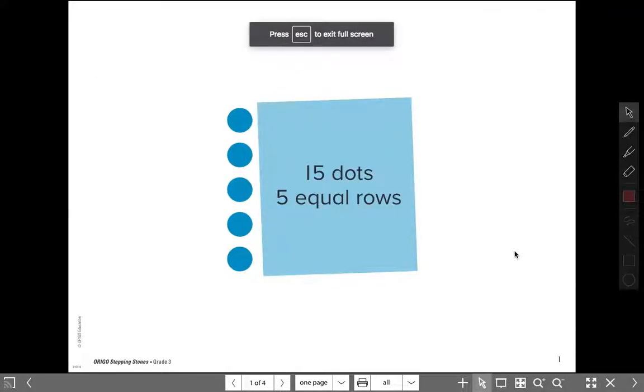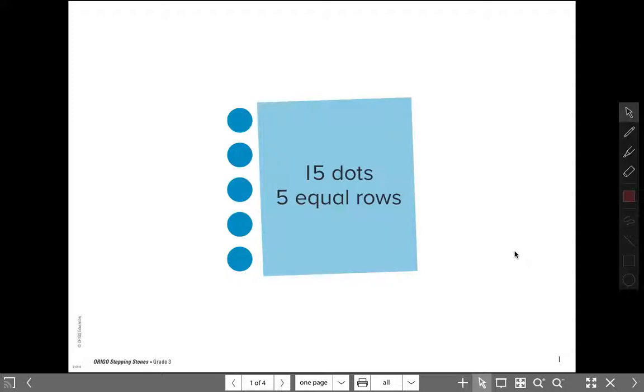Yes, arrays are for multiplication. Rows times number in the row. Rows times columns. We've been going over this for almost 4 months now. Rows times columns. Okay? So, rows times columns gives you your total. What multiplication fact could I use here, given what I know?